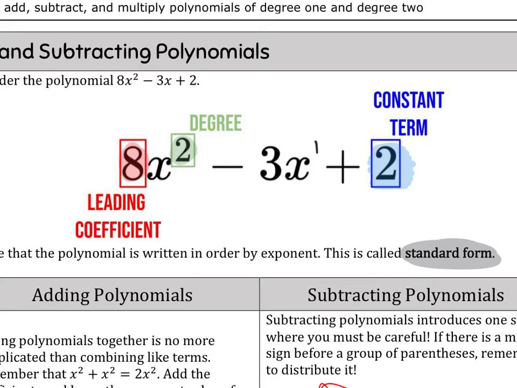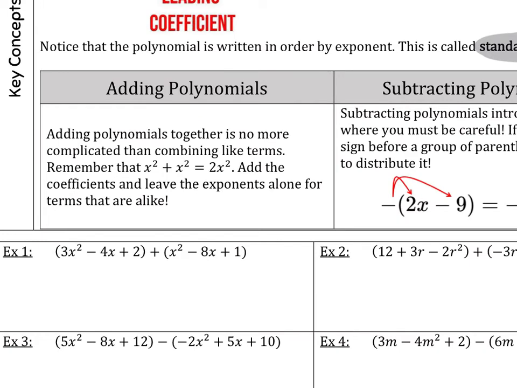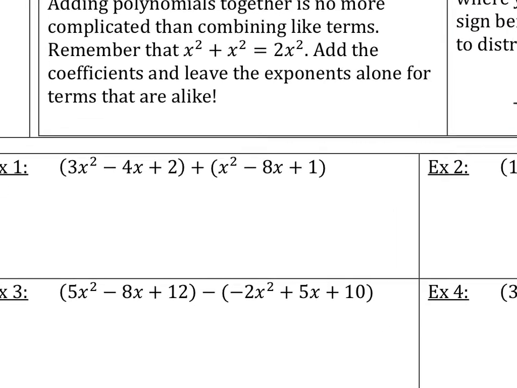Now, first order of business is to be able to add and subtract polynomials. Guys, this is super easy. Adding polynomials together is no more complicated than combining like terms, which means adding together the things that have the same variable and power. We're going to add the coefficients and leave the exponents alone for terms that are alike. Here's how I would like for you to set up your problems.